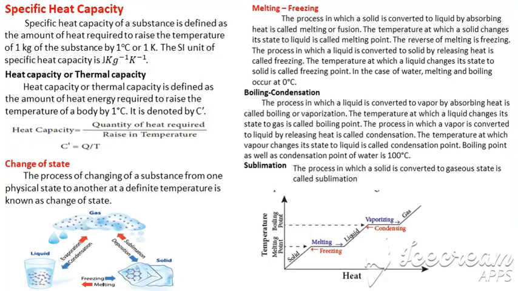Very good morning, students. The next topic we are going to see is about the specific heat capacity. Specific heat capacity is defined as the amount of heat required to raise the temperature of 1 kg of substance by 1 degree Celsius or 1 Kelvin.